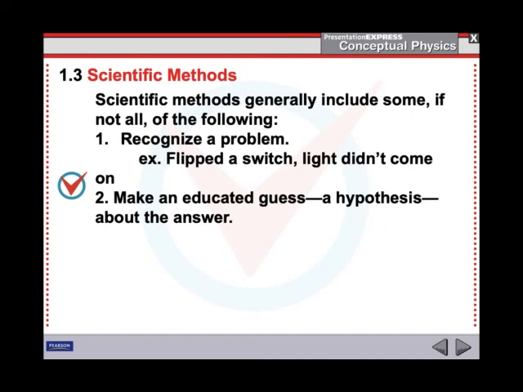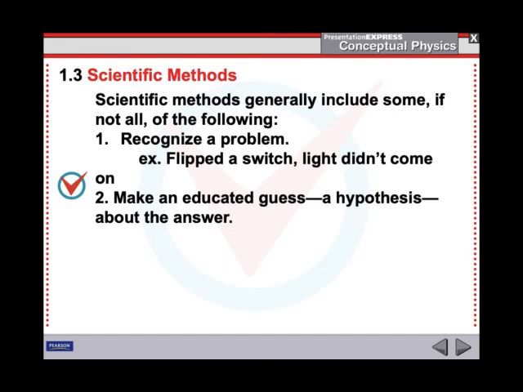Probably not. What it means is it's a possible explanation based on information that you had in the past. Maybe at some point in the past you had flipped a switch and the light bulb had been burned out. You changed the light bulb and that solved the problem. So you're using that prior knowledge to make a guess about what the problem is in this situation and how to solve it.